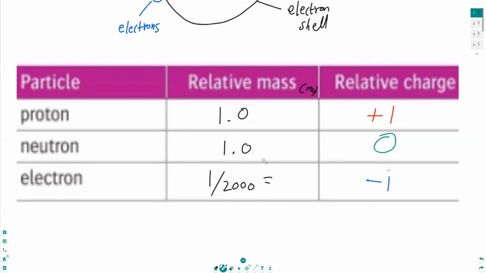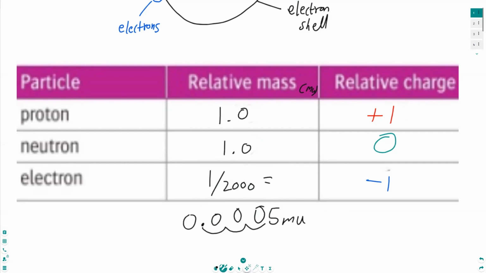That is 5 times 10 to the minus 4, which is roughly this many mu. So 1/2000 of a mass unit. So in theory, that means that 2000 electrons weigh the same as 1 proton. And 2000 electrons weigh the same as 1 neutron.